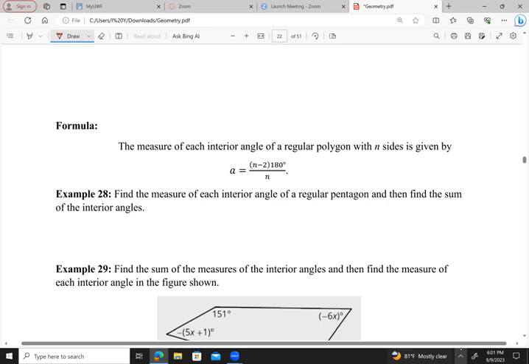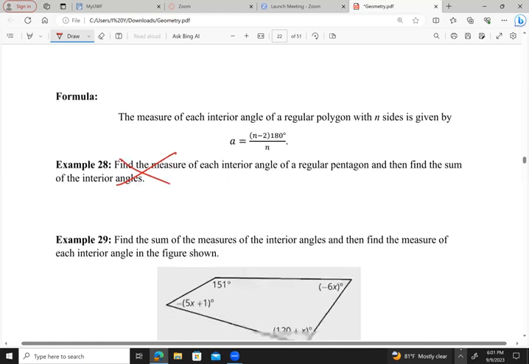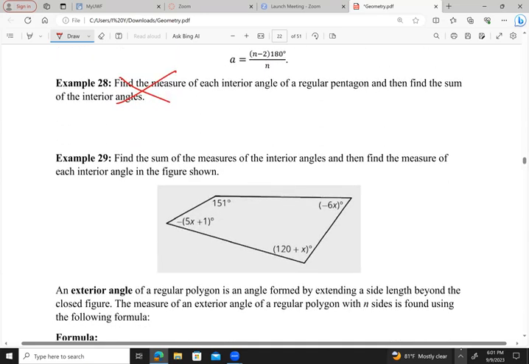Don't have it. So let's go back here. Right. So what do I have here? Find the sum of the measures of the interior angles and then find the measure of each interior angle.